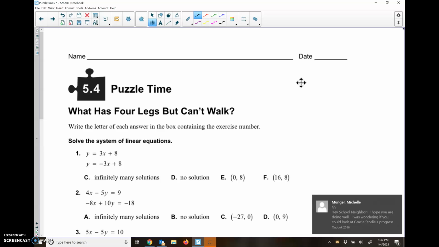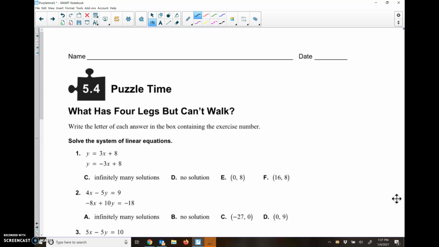So remember, if it's a no solution, the variables are going to be the same. So we're going to have the same x's and same y's, but those numbers are going to be different. And then for many solutions, everything is going to have to be the same.